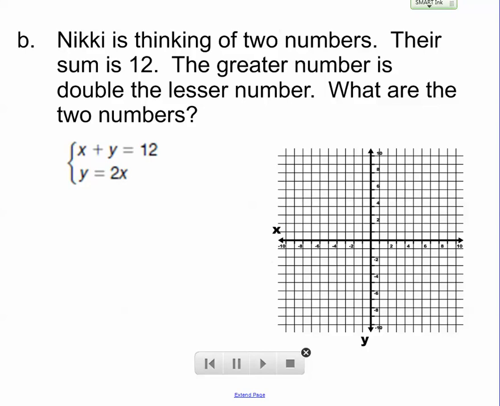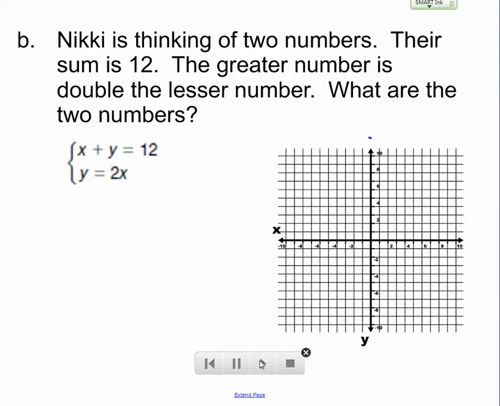Nikki is thinking of two numbers. Their sum is 12. Well, that's an easy equation to make. We got one unknown number and another unknown number, and when you add them together, they equal 12. The greater number is double the lesser number. Now, which one's greater? It doesn't really matter, but we'll just go y is the greater number. It equals 2 times the lesser number x. And then we can graph these two equations.